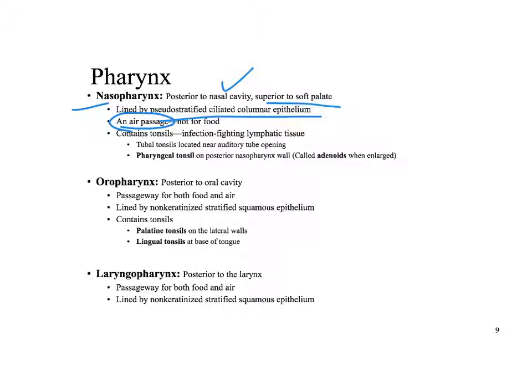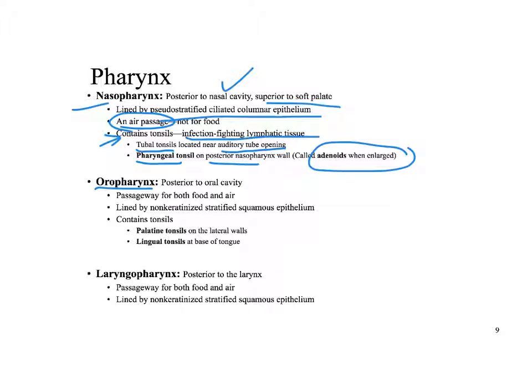Okay, now it does have tonsils in there. Okay, so the tonsils are part of our immune system. There are tonsils called tubal tonsils near the auditory opening, so near where your ear is. And then there's also pharyngeal tonsils, which are back on the posterior wall. And when they're enlarged, that's when we call them the adenoids. So people say, I'm getting my adenoids removed. So that's their pharyngeal tonsils.